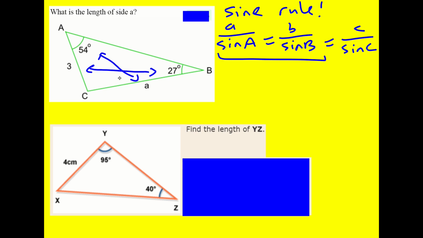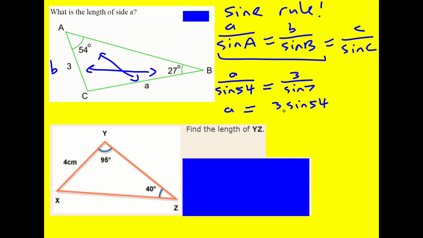So we've got the A and the A labelled. We just need this part, and then we can simply substitute in. So it's going to be A over sine 54 equals 3 over sine 27. And what we can do is multiply through by sine 54. So it's A equals 3 sine 54 over sine 27. Sorry, the 2 disappeared from there.